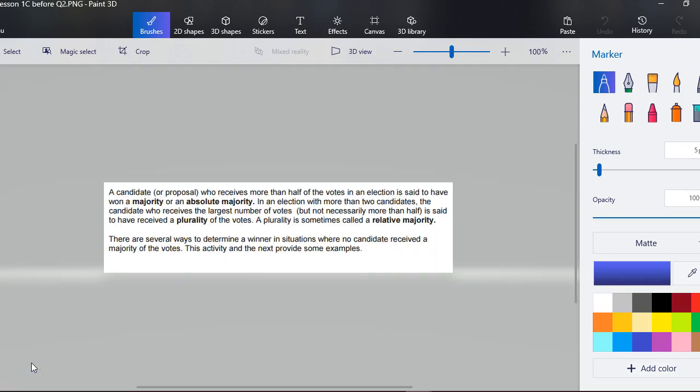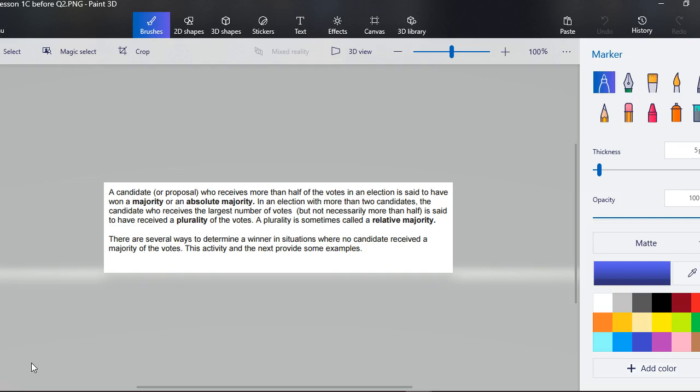On your notebook paper or on a glossary, whatever you've decided to start for definitions, this paragraph is very full of information. And so here it says a candidate or a proposal is going to receive more than half the votes in an election. And if this happens, it's said that they have won a majority or what's called an absolute majority. I would write those down, flag them. Those are words you're going to need to know, to memorize.